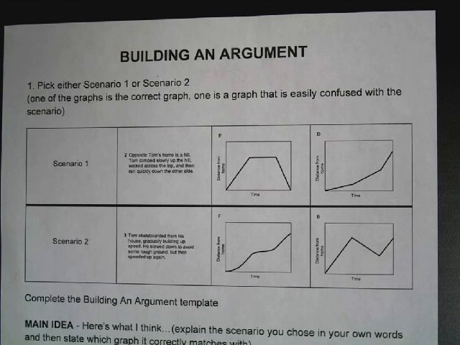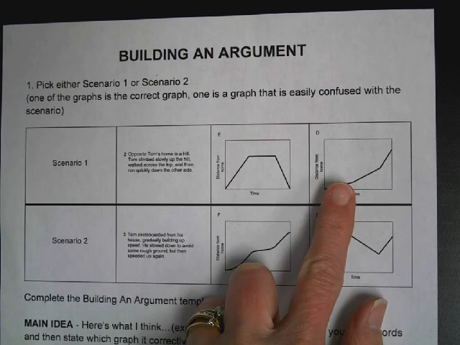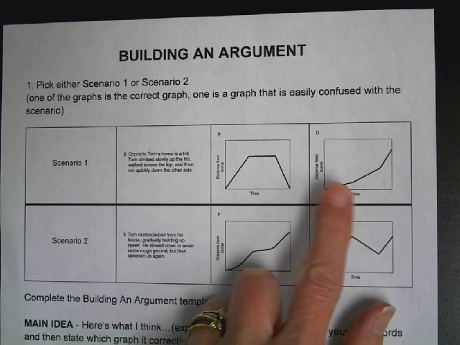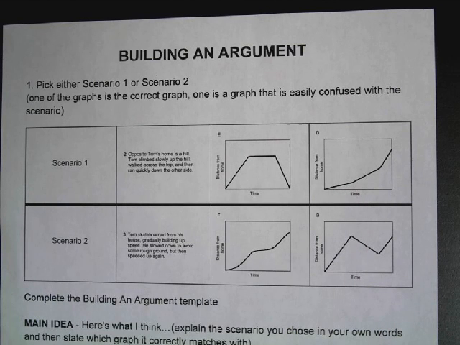Scenario 1 is the story that says, opposite Tom's home is a hill. Tom climbed slowly up the hill, walked across the top, and then ran quickly down the other side. You will see that right next to this story, I have put two of the graphs. One of the graphs is the correct one. The other graph is the graph that is very easily confused with this story. So if you pick scenario 1, you will need to choose which one is the correct one and which one is the one that is easily confused.